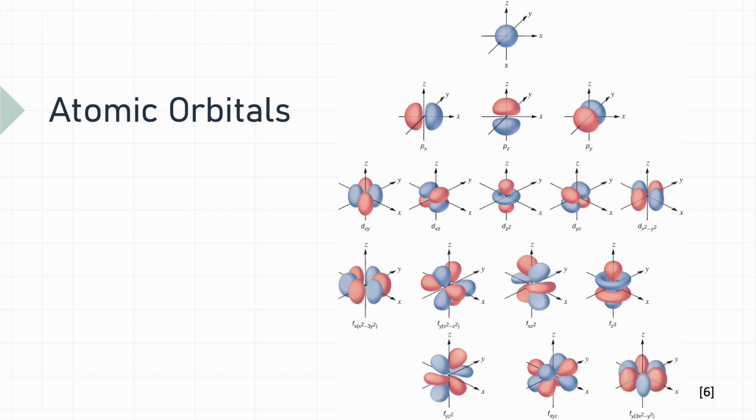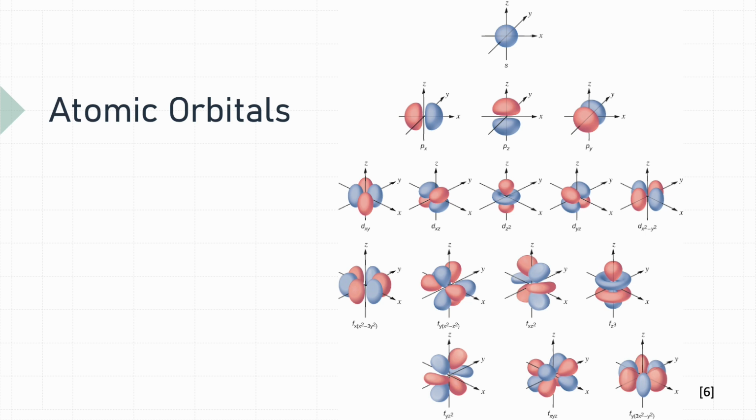So starting from the first row, the s subshell has one s orbital. The second row, the p subshell has 3 p orbitals. The third row, the d subshell has 5 d orbitals. And the fourth and fifth rows, the f subshell has 7 f orbitals.